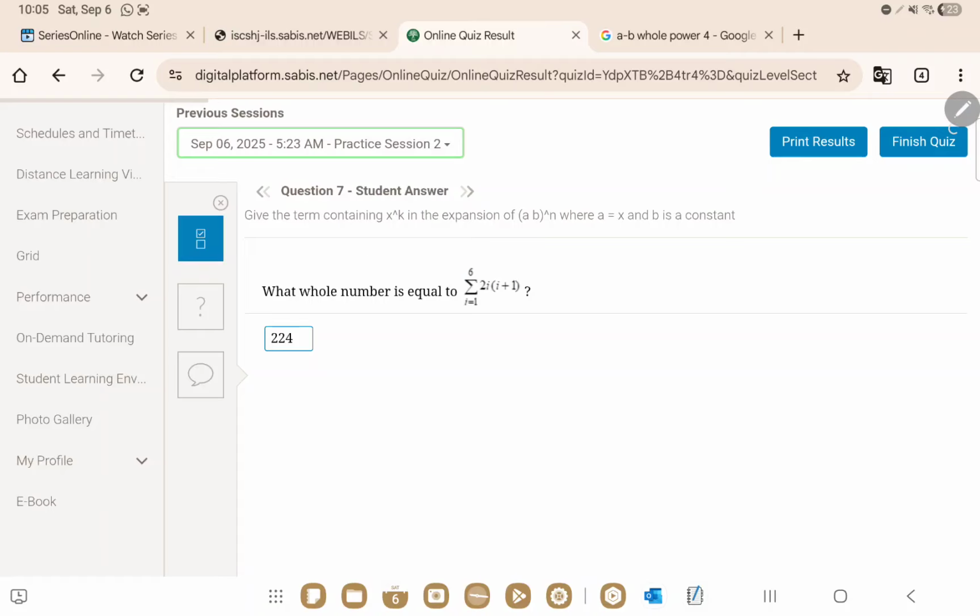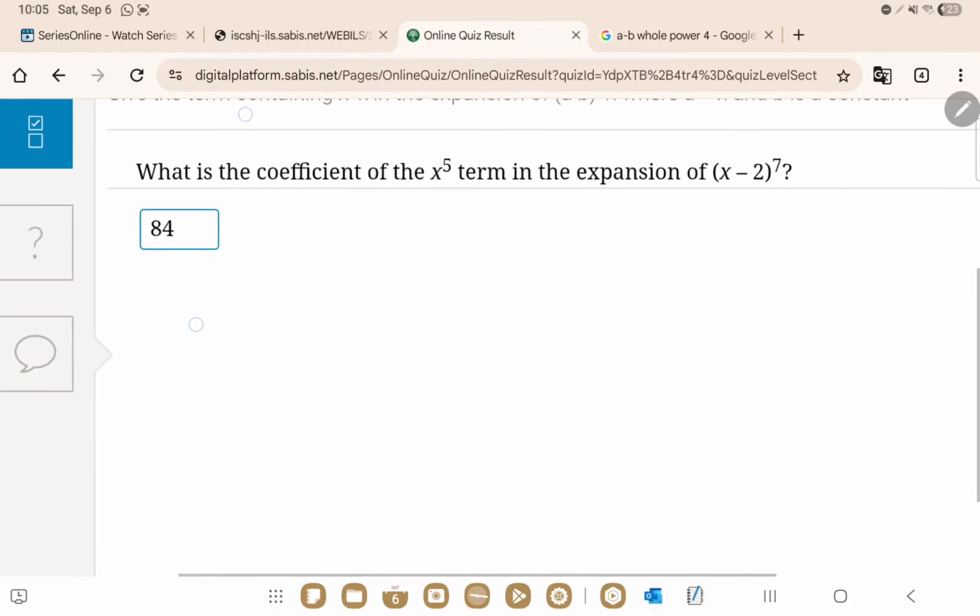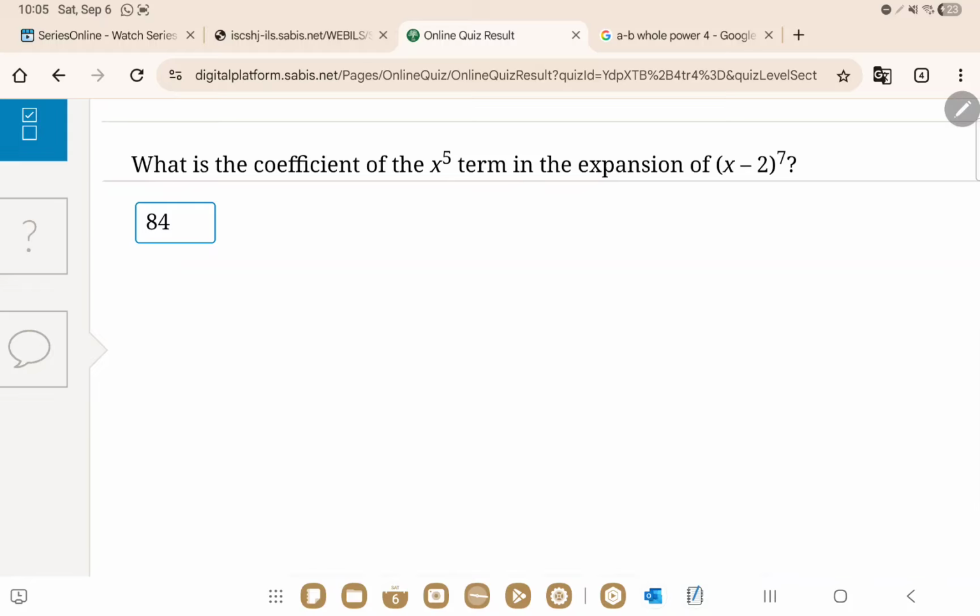So far, these questions are all included. So far, we only had one not included question, which was the first one. And yeah, so now let's solve this one. What's the coefficient of the x to the power of 5 term in this expansion? We already solved a question like this, so I'm going to solve it very fast.